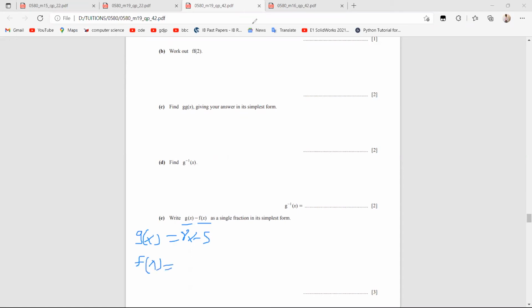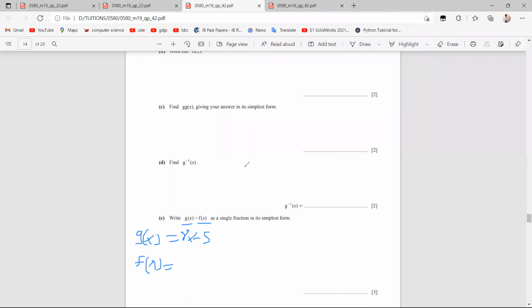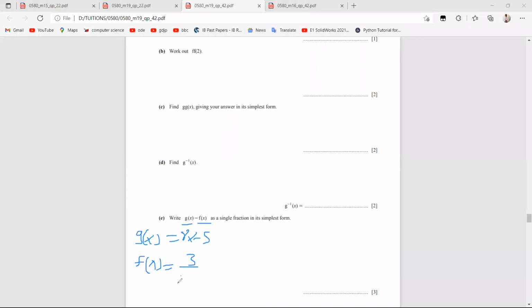And what's my function F? Let's look at F. Okay, F is 3 divided by x plus 2. All right, 3 divided by x plus 2. So they want us to subtract these two. You take G of x, and we're supposed to subtract the whole of function F, 3 over x plus 2. All right. So now to solve this, first thing you need to ensure is that your negative sign is affecting everyone.